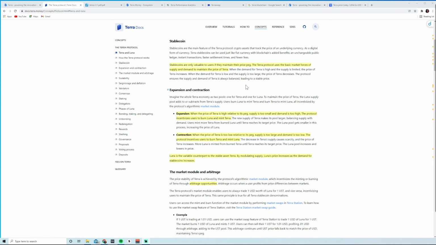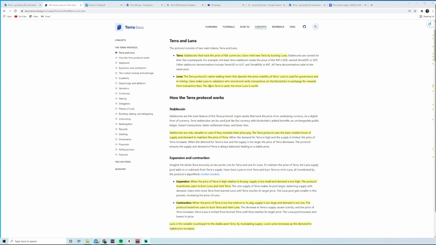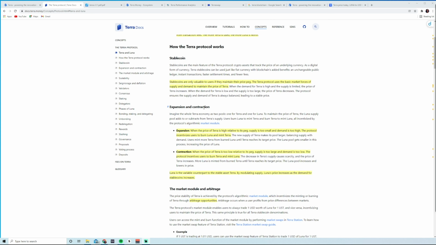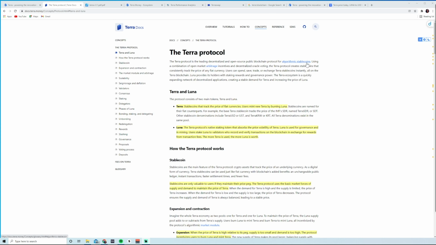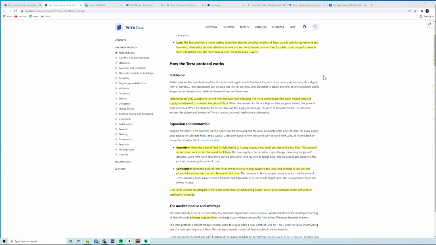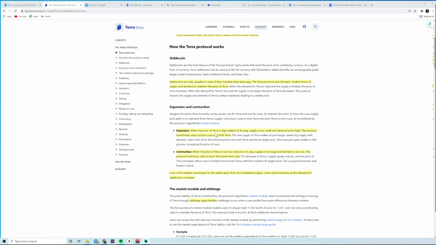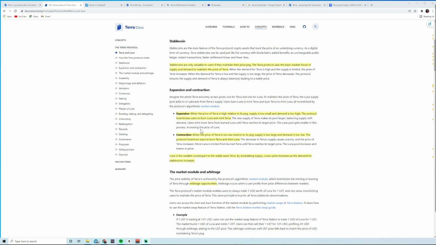Alrighty, now that we understand the distinction between Terra and Luna, let's quickly look at expansion and contraction, which is how this coin remains stable, and which ties into their algorithmic stable coin protocol on this blockchain. To put it simply, it's based on supply and demand. Obviously, the algorithm plays a role in this, and they coin these terms expansion and contraction, right? Expansion happens when Terra's price, like a USDT, let's use that for an example, is too high relative to its peg. So it's $1.1 to $1, let's say, for that instance. So the supply is too small and the demand is too high.